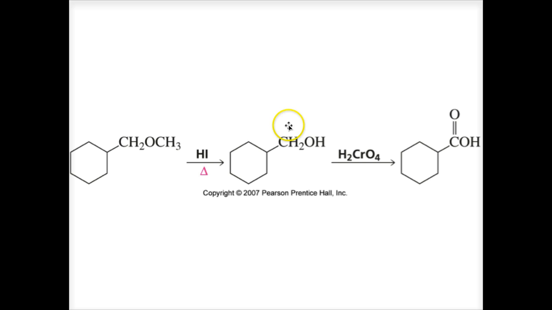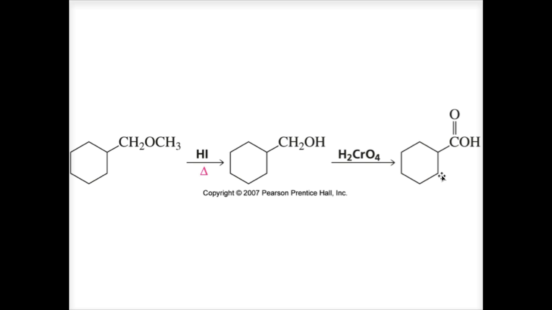And of course here we've got cyclohexyl methyl ether. This is producing a primary alcohol and now undergoing oxidation, forming cyclohexanoic acid. Complete oxidation has occurred of the primary alcohol, making it a carboxylic acid.